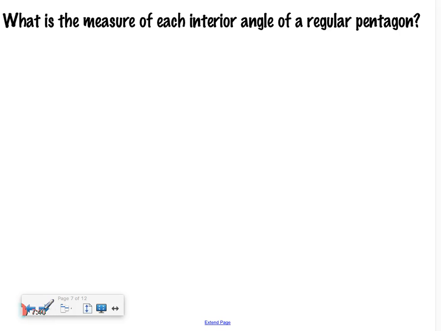So what is the measure of each interior angle of a regular pentagon? We're just plugging into that formula of 5, right? This pentagon has 5 sides.